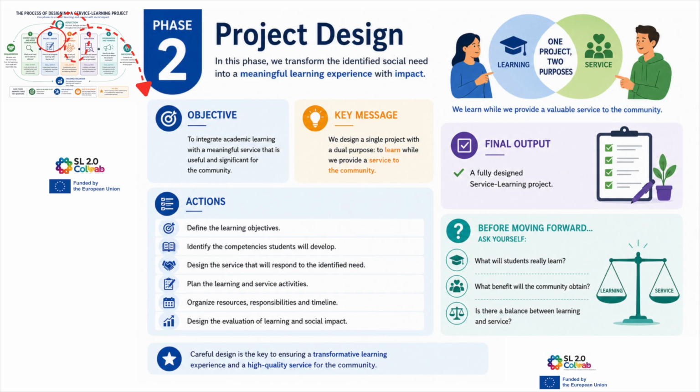The key is to design an educational experience in which learning and community engagement are fully integrated. The first step is to define what we want students to learn. We identify the competencies, knowledge, and skills that students are expected to develop through the course or academic program. Next, together with the student and the community partner, we co-design these activities that will respond to the identified need.